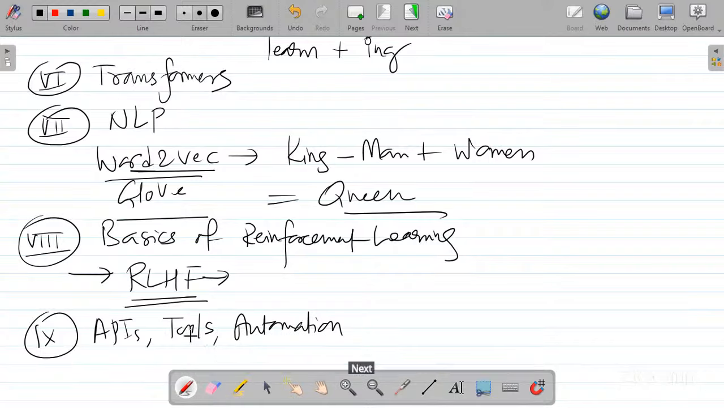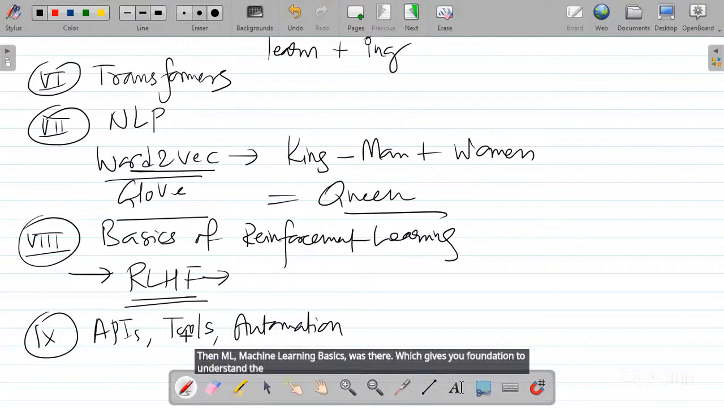Next was data. So raw data is directly related to the training data. So we need to understand the types, we need to understand the pre-processing concepts and cleaning of the data. Then ML, machine learning basics was there, which gives you foundation to understand deep learning. And deep learning is directly equivalent to generative AI. They are using deep learning, simple.